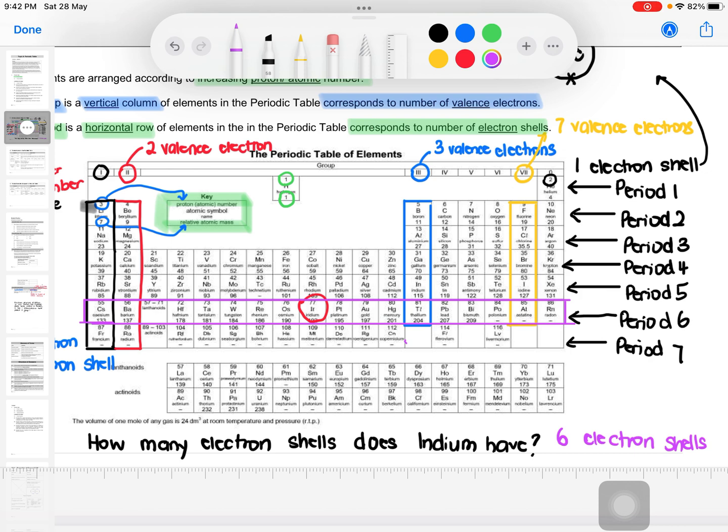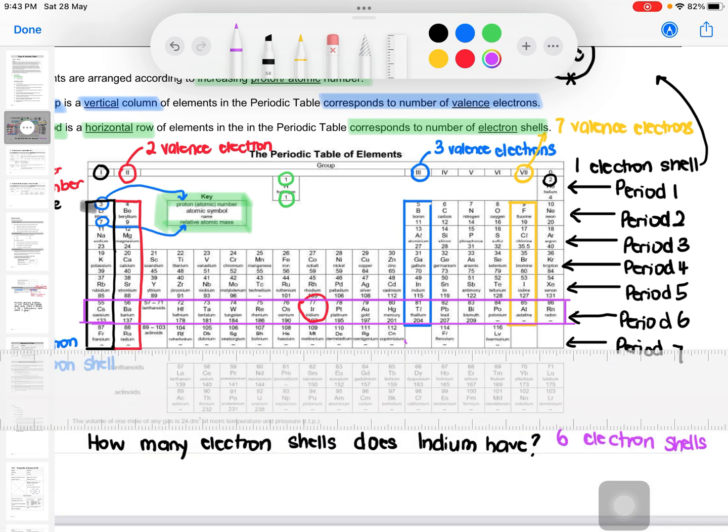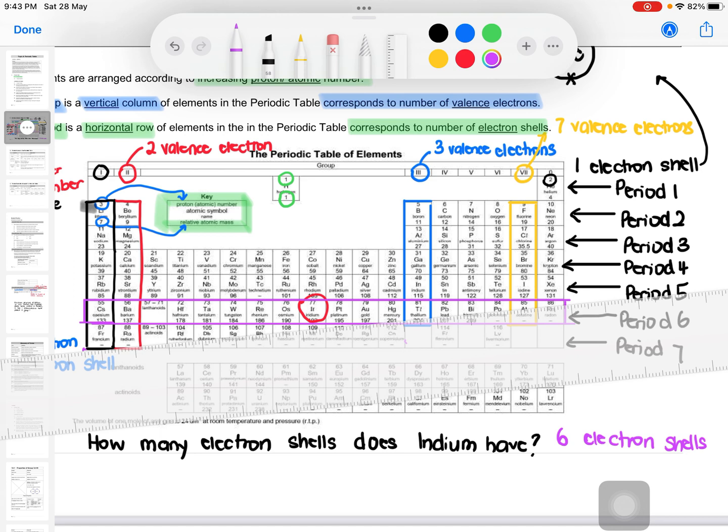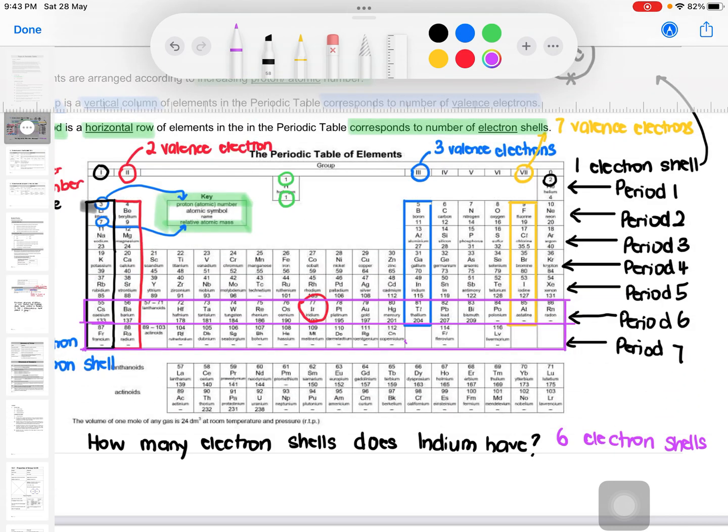Okay, so if you were to ask for the number of electron shells for, let me see, rutherfordium. So what you do is, any of the elements here, let's say if I have this element, this element will have 7 electron shells. Db will have 7 electron shells.